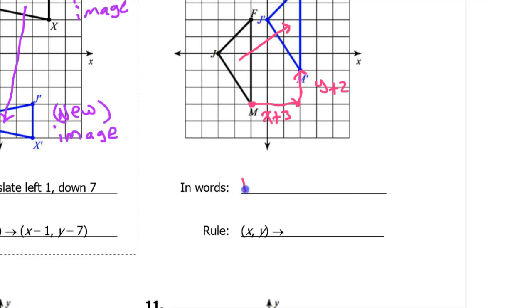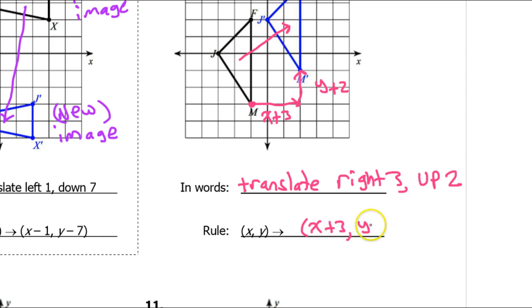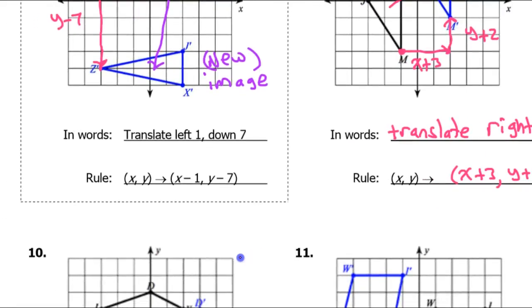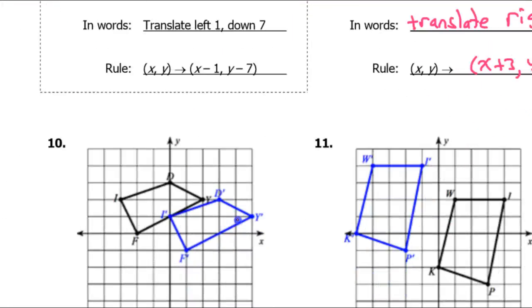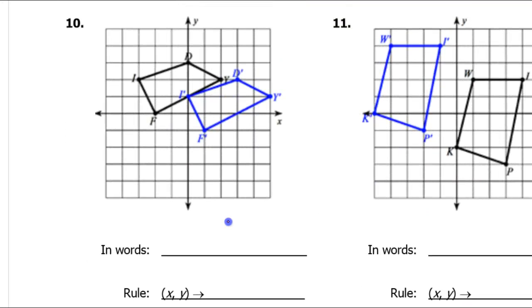Okay, so in words we're going to say translate right 3 and up 2. And then as a rule, the point x comma y will become the point x plus 3 comma y plus 2. Alright, so that is how it's done. Alright, let's just do that 2 more times.